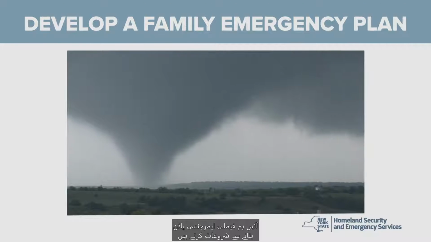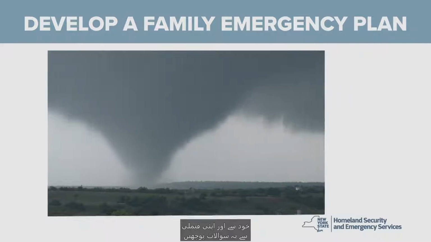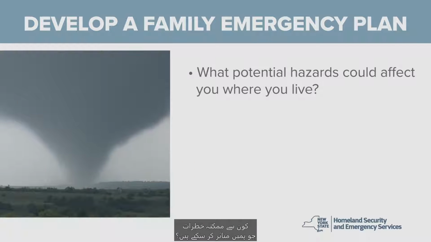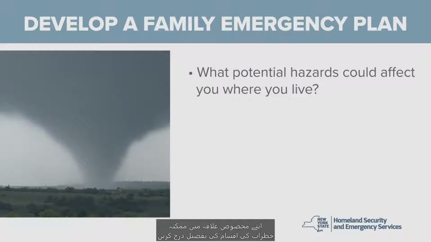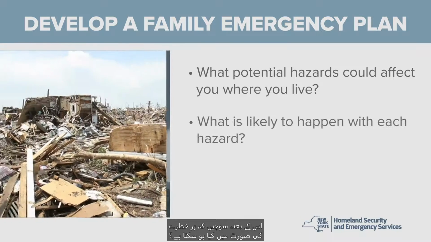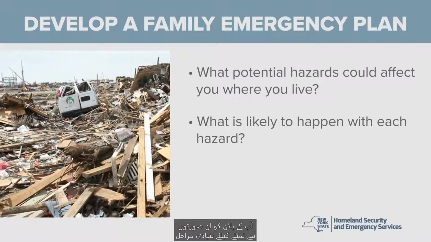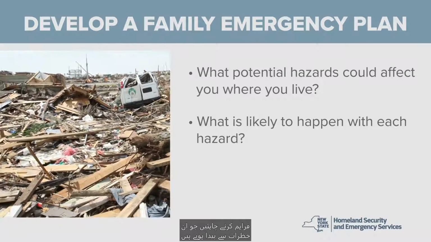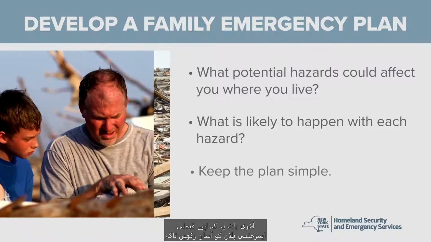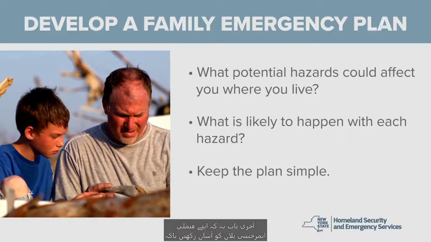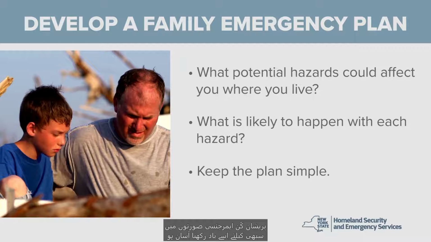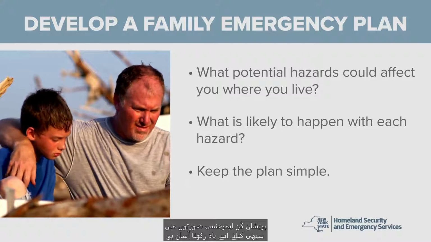We begin with developing a family emergency plan. Ask yourself and your family these questions. What potential hazards could affect us? Detail the types of potential hazards in your specific area and what impacts they may have on your home, neighborhood, work, or school. Next, think about what is likely to happen with each hazard. Your plan should provide basic steps to address the situations these hazards cause. Finally, keep your family emergency plan simple, so it's easy for all to remember during stressful emergency situations.